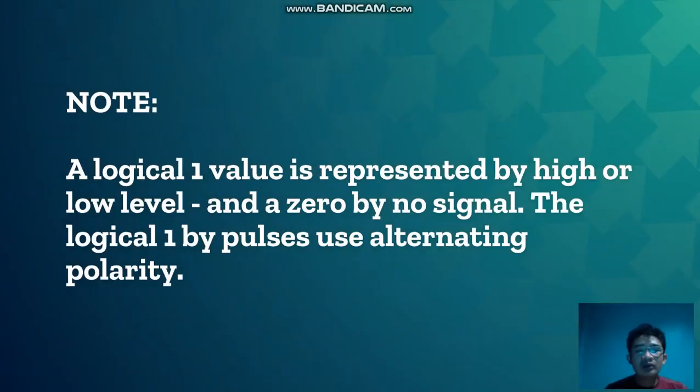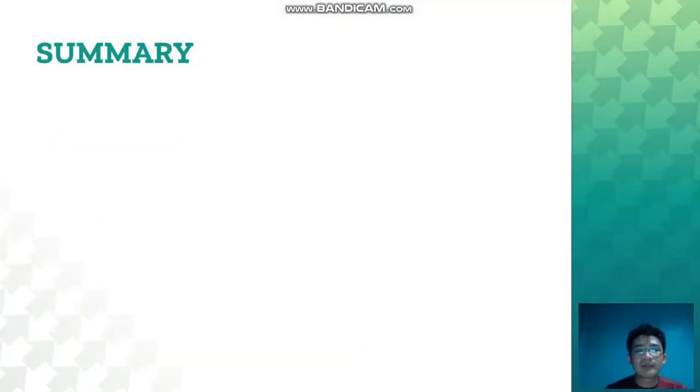We will take note that a logical 1 value is represented by a high or low level and a 0 by no signal. The logical 1 pulses use alternating polarity.